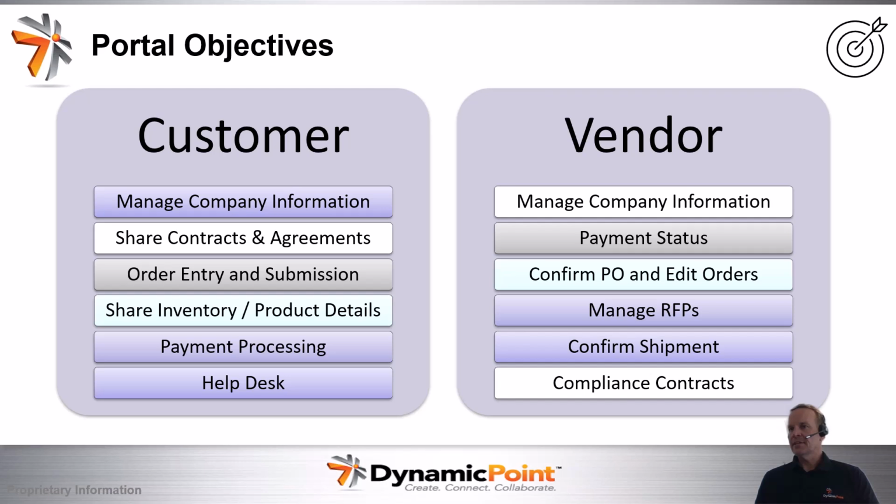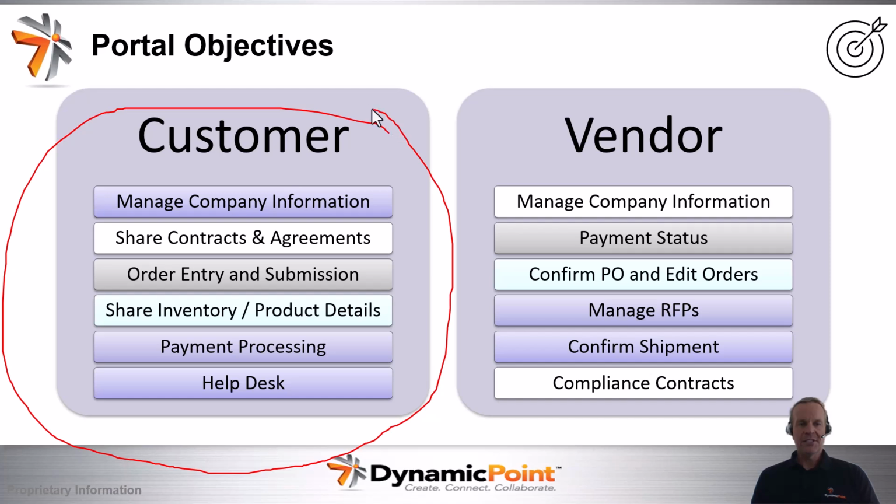Next, portal objectives. The objectives, of course, depend on whether we're looking at a customer or vendor portal. A customer portal can be many things, but in general, these seem to be the more common items here: managing company information, sharing contracts and agreements, order entry and order submission, sharing inventory and product details, payment processing, as well as help desk.